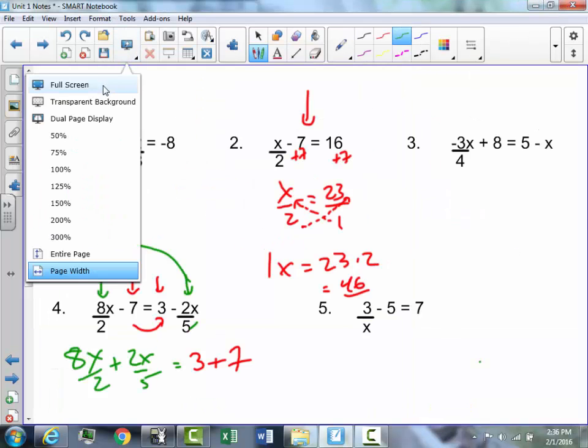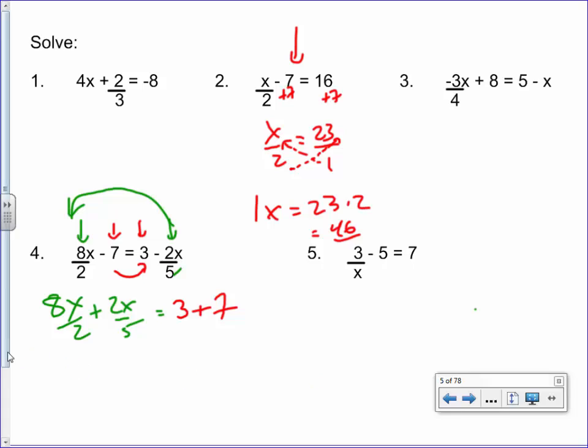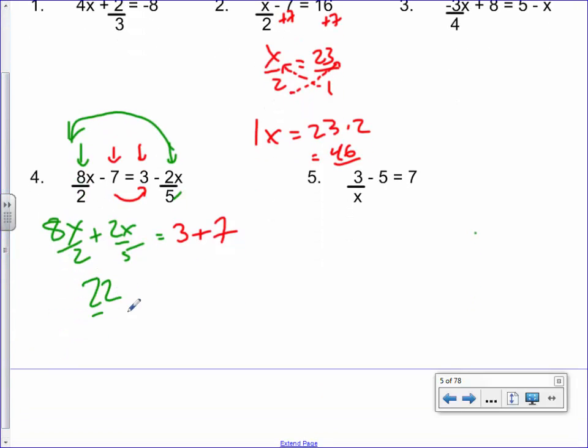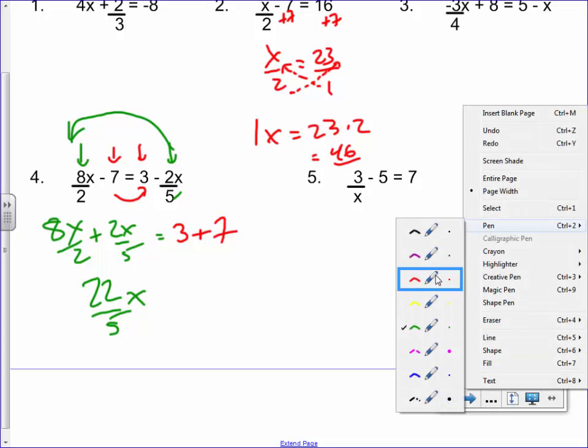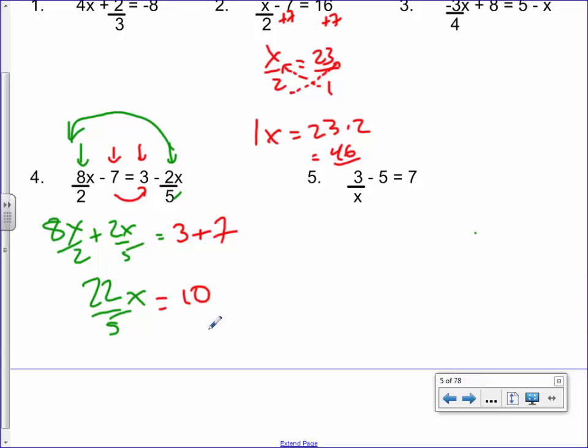Alright, so why did we do that? Because we're combining like terms, this is 22 over 5x. What's 3 plus 7? 10. Now is a time where we may want to consider our cross multiplying. Do we have fraction equals fraction? Yeah. If I do that, so it's 22x equals 50. Sure, that'll work. What we can do now is we can get rid of these stupid fractions by cross multiplying.